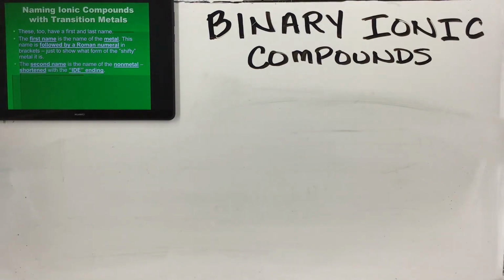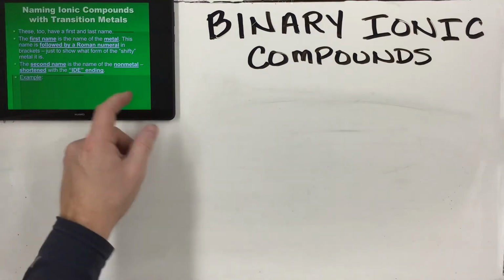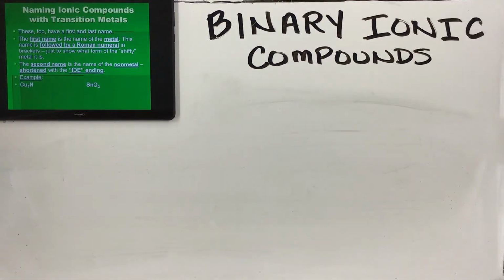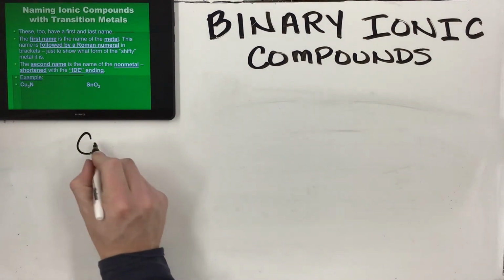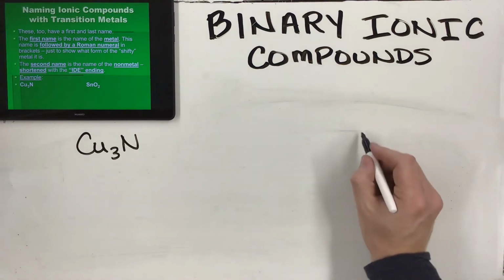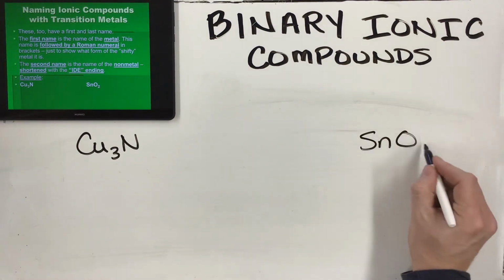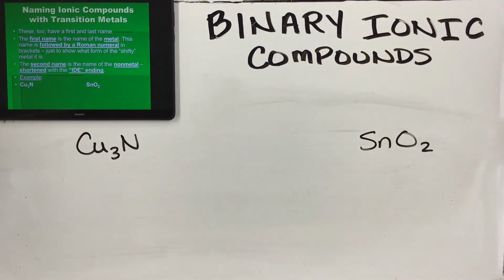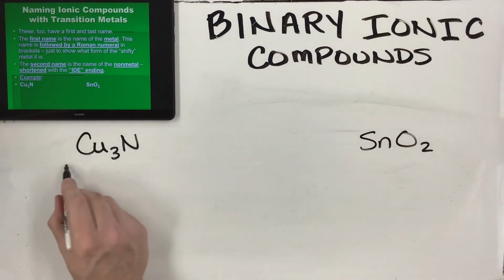The second name, again, is the name of the non-metal, only we cut off the end and we add that IDE. So it just doesn't appear to be a random list of elements. That IDE tells us they're together. All right? So here are some examples here. All right, I'll write these down quickly. Our first example, Cu3N and SnO2. All right, I'll do this one first.